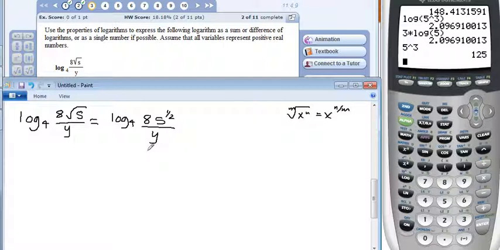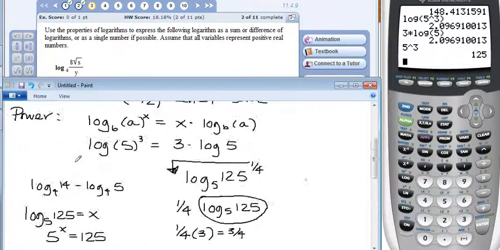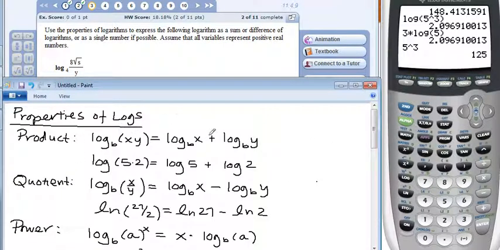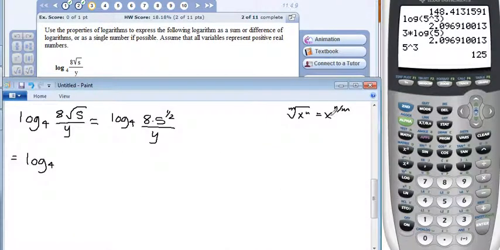These are equivalent. Now this is multiplication and this is division. So I'm just going to take this and split that. I know that multiplication is addition, division is subtraction, and powers can be dropped down. So I'm using all 3 of these. First of all, I changed my radical into an exponential. And now I'm going to say the log base 4 of 8. That's just this one.